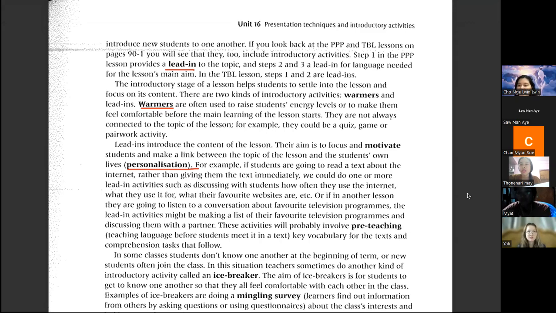And asking the student the rules of the grammar. If you ask the rules of the grammar, that is not personalization, right? Personalization is we need to do something which is related to the students' own lives, their own lives and the topic.